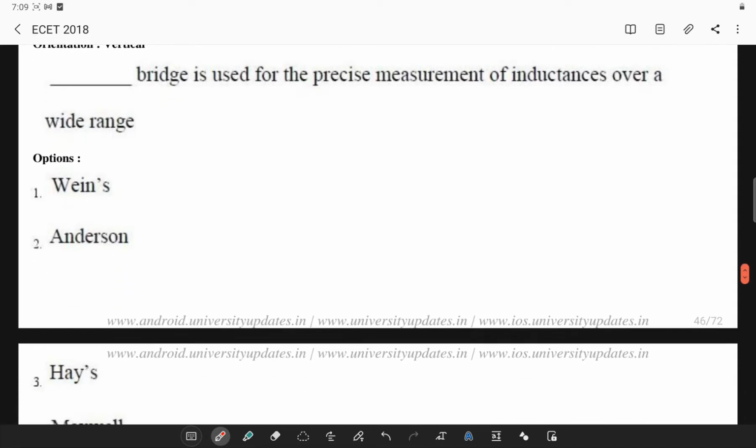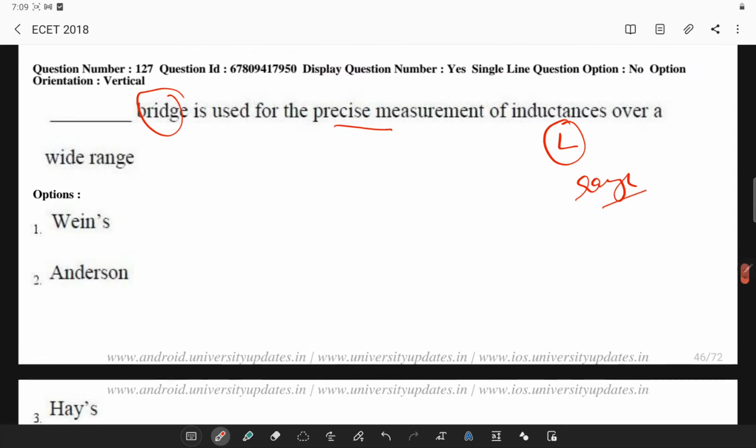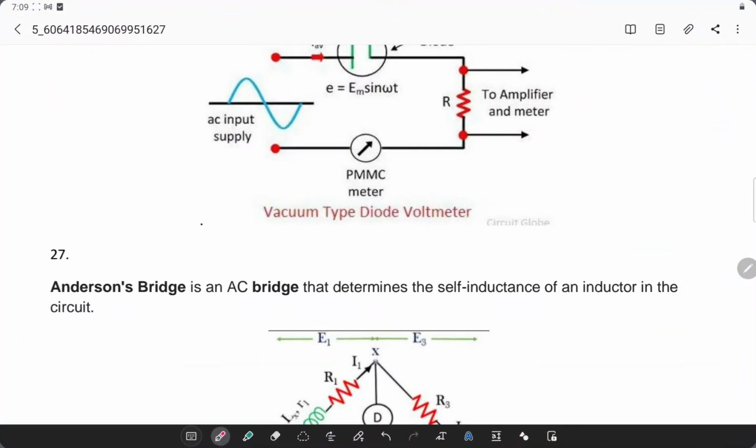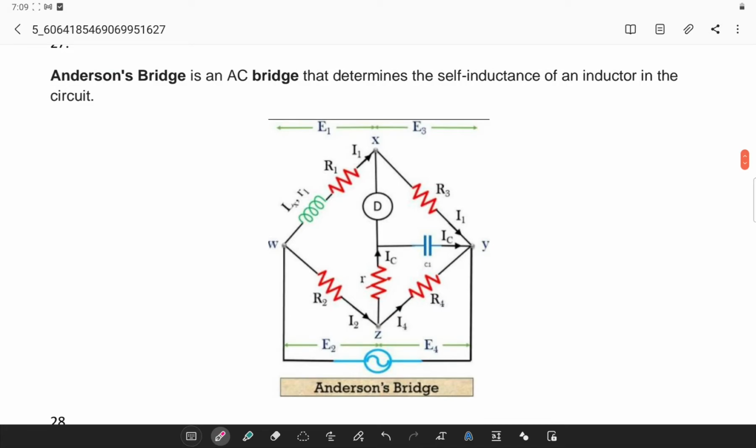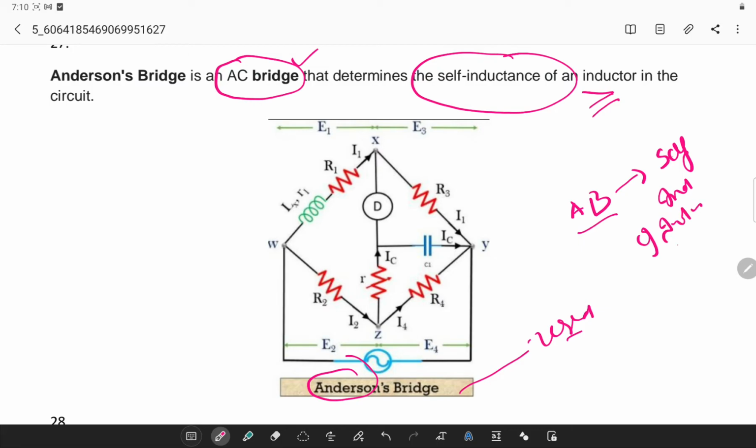Next, which bridge is used for measurement of inductance over a wide range? This AC bridge is called the Anderson bridge, which is basically used for determining the self inductance of an inductor circuit. This is a special type of AC bridge. So the student has to remember, Anderson bridge is used for finding out the self inductance of an inductor circuit.